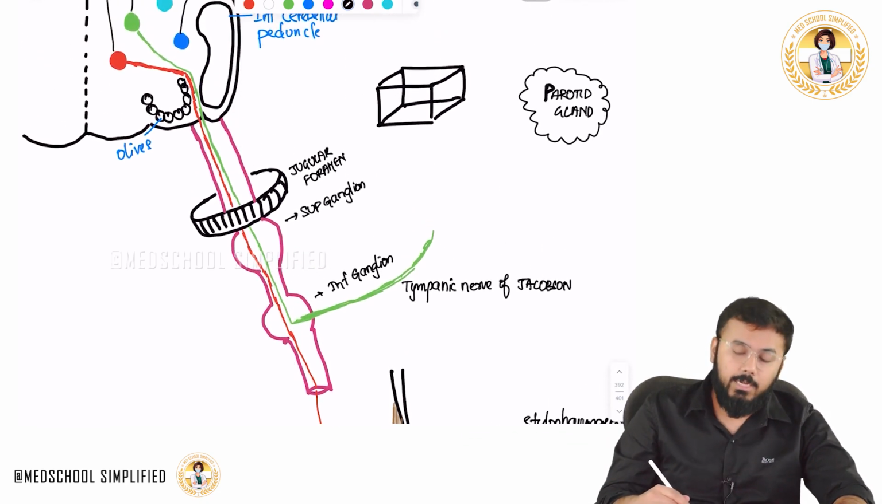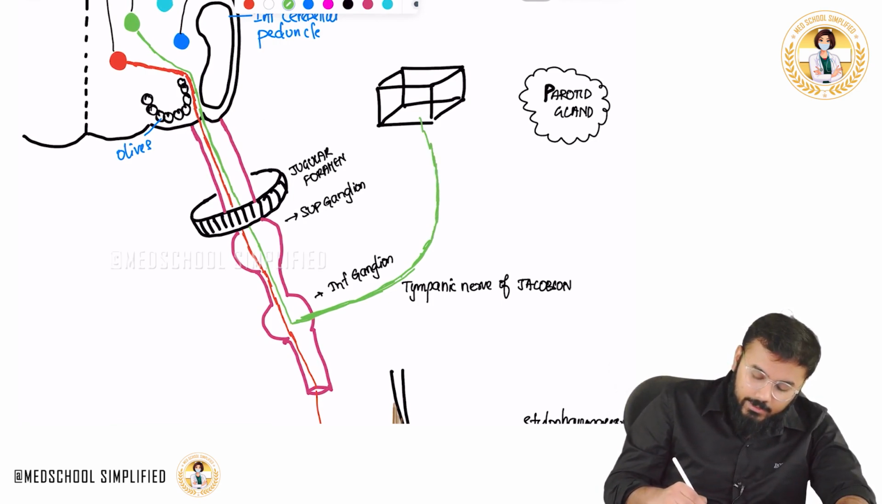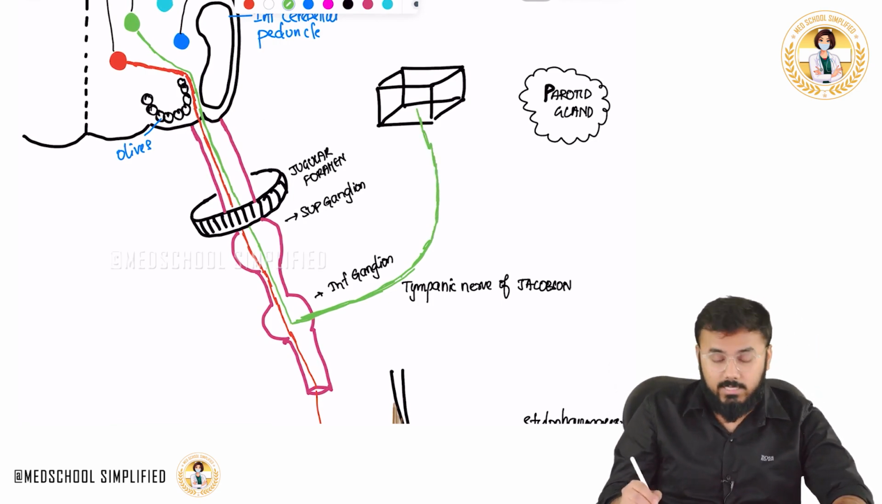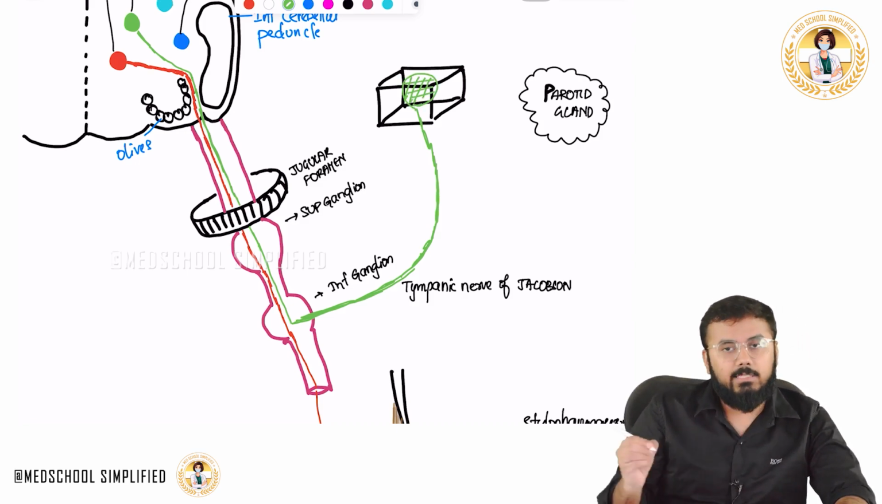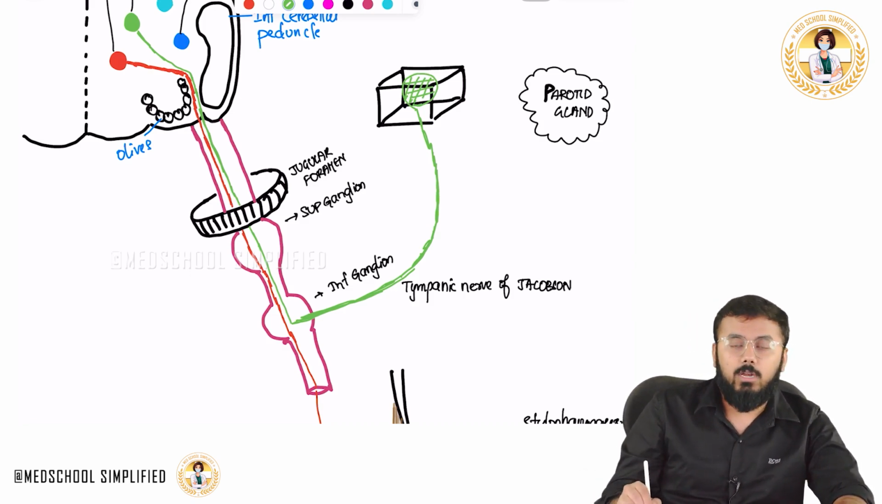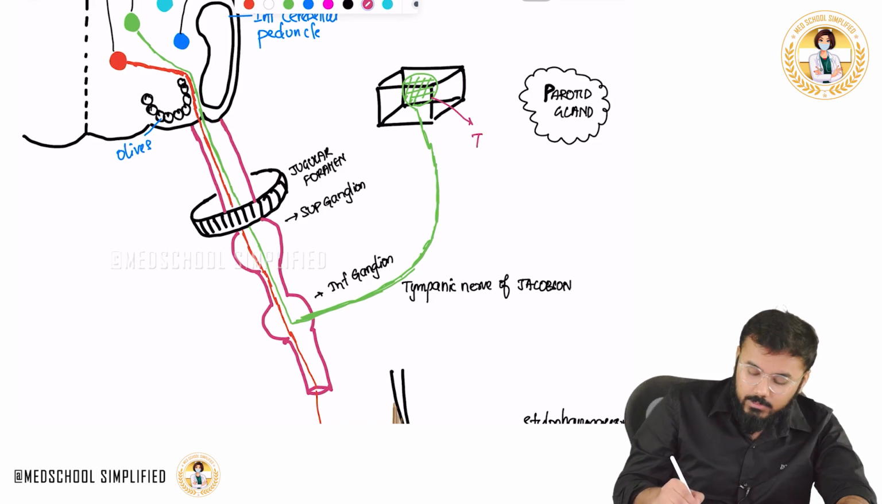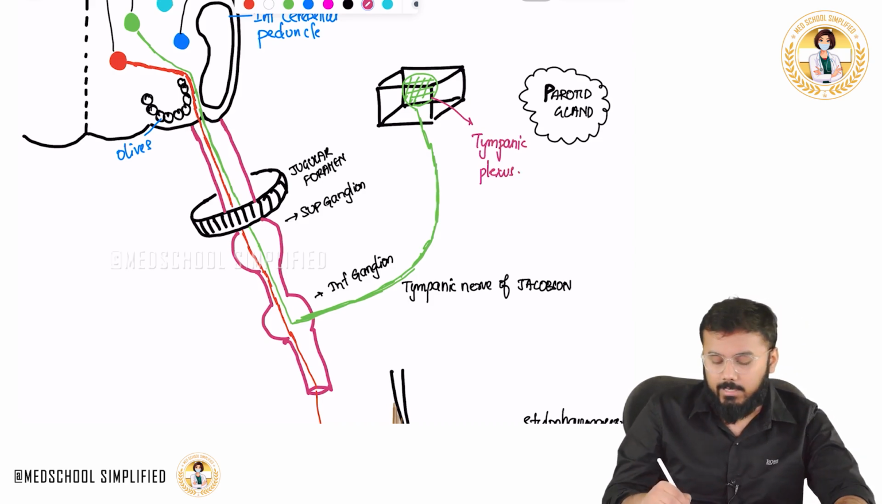Now this particular tympanic nerve of Jacobson, what is going to happen? This will enter into your middle ear. Once after entering into your middle ear, this will form a plexus. Now what plexus is this? This plexus is called the tympanic plexus. So within the middle ear, the tympanic plexus is formed.